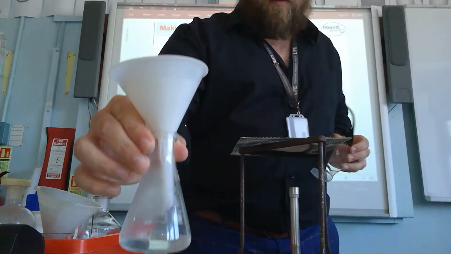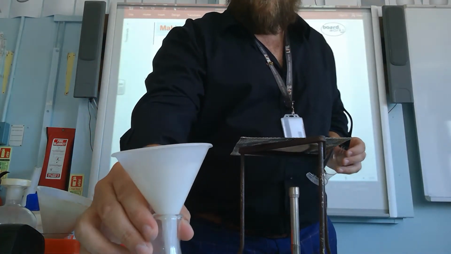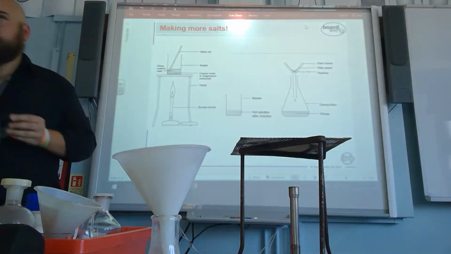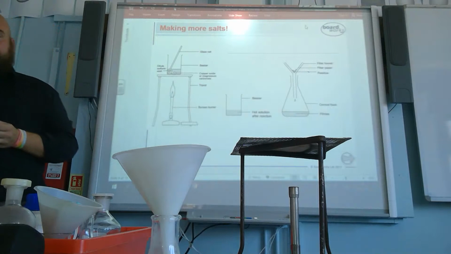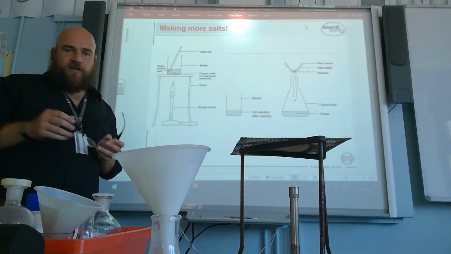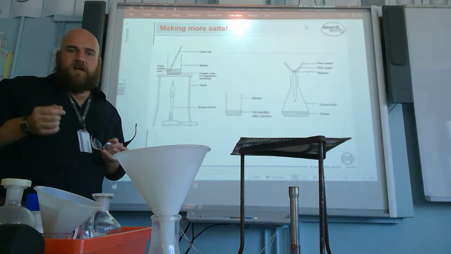Why is it colourless? Well, it's got magnesium in it, which is not a transition metal. Right? Had it been iron, it'd be green. Had it been chromium, it'd be green. Right? So again, the transition metal compounds are coloured by nature. The group 1 and the group 2 metal compounds are not.